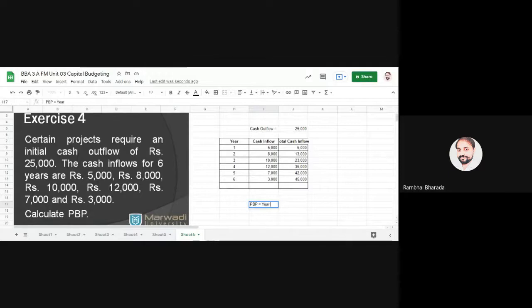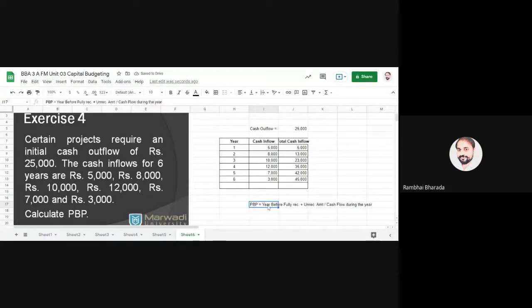Year before full recovery plus unrecovered amount upon cash flow during the year. Are we clear about the formula?